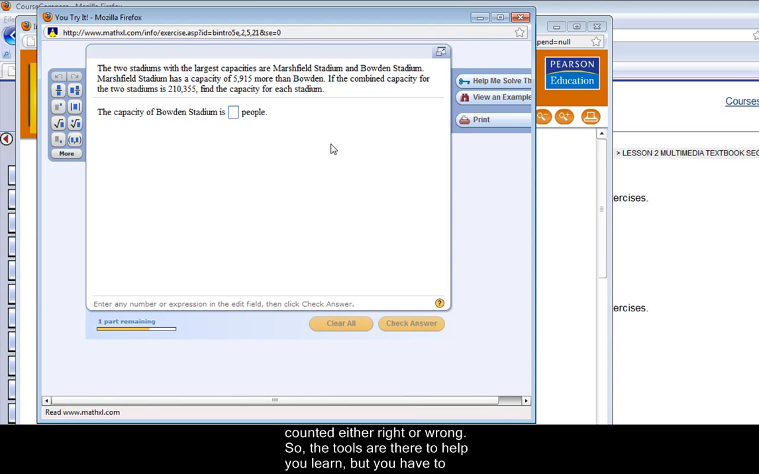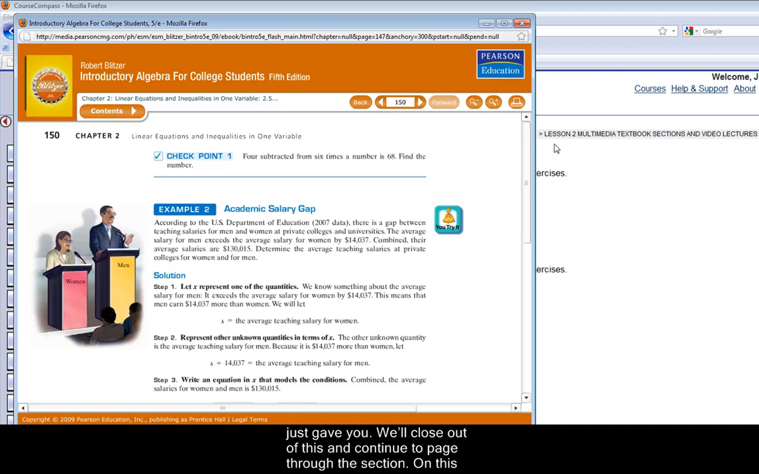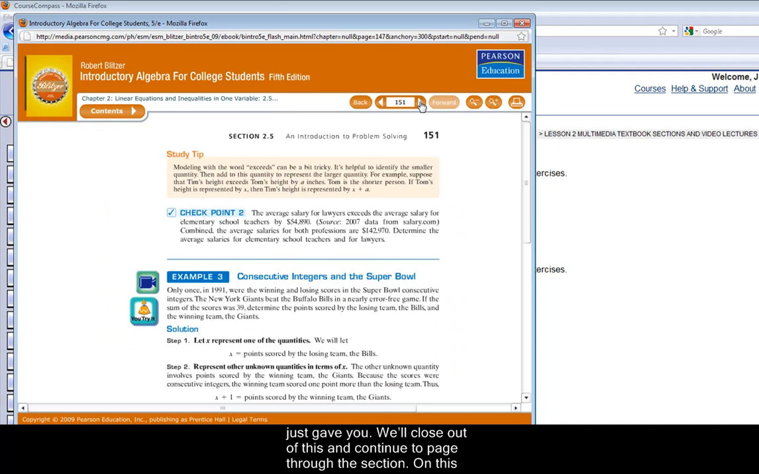So the tools are there to help you learn, but you have to demonstrate that you have learned how to set up a problem. Now it's much easier if you've just been through one exactly like it, but don't become too dependent on those learning aids. Make sure that you're understanding the concept and not just repeating what it just gave you. Alright, we'll close out of this and continue to page through the section.